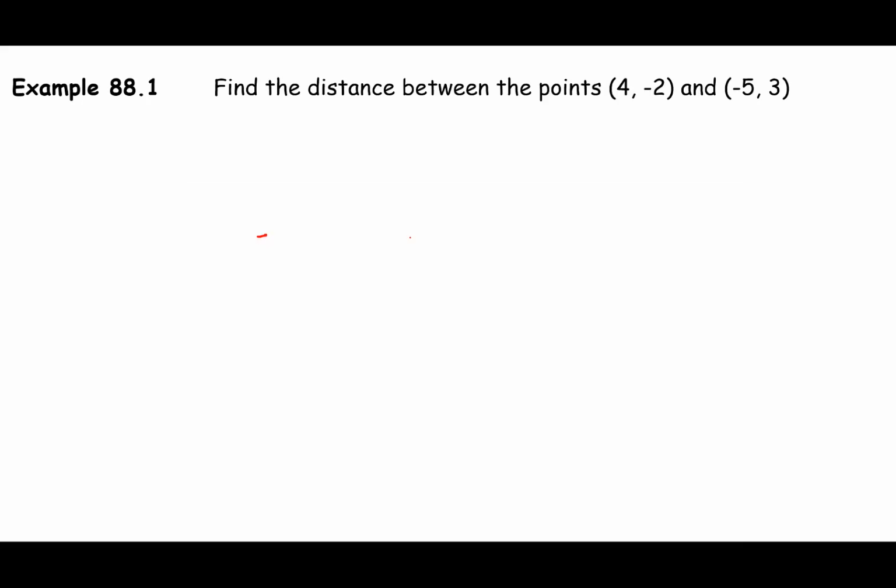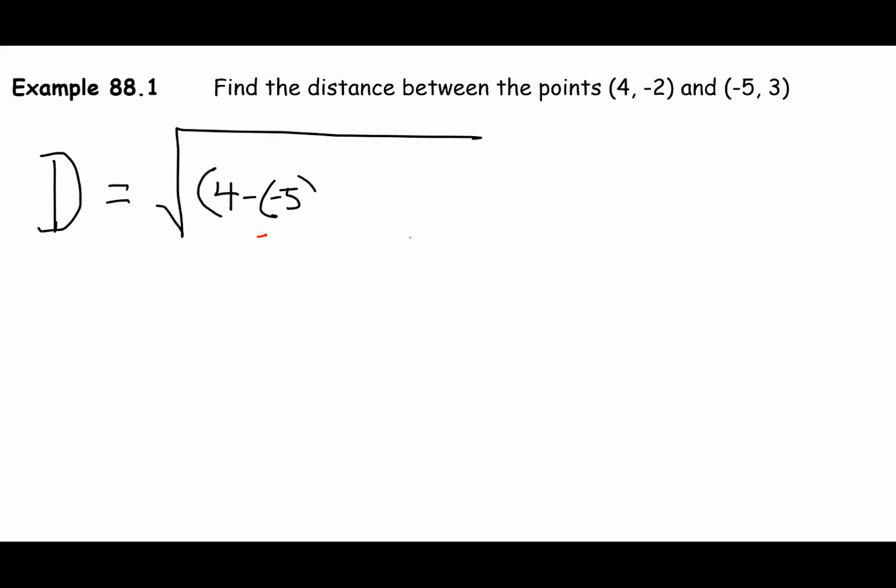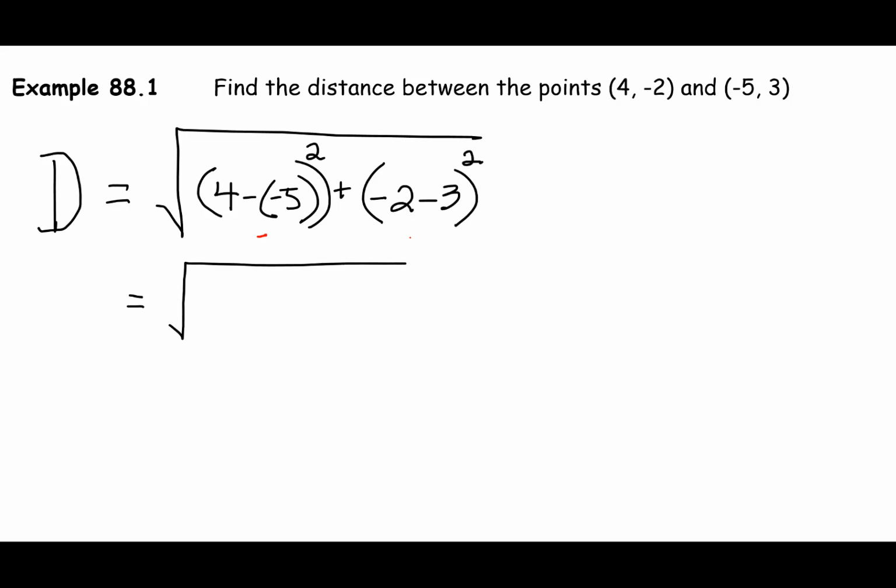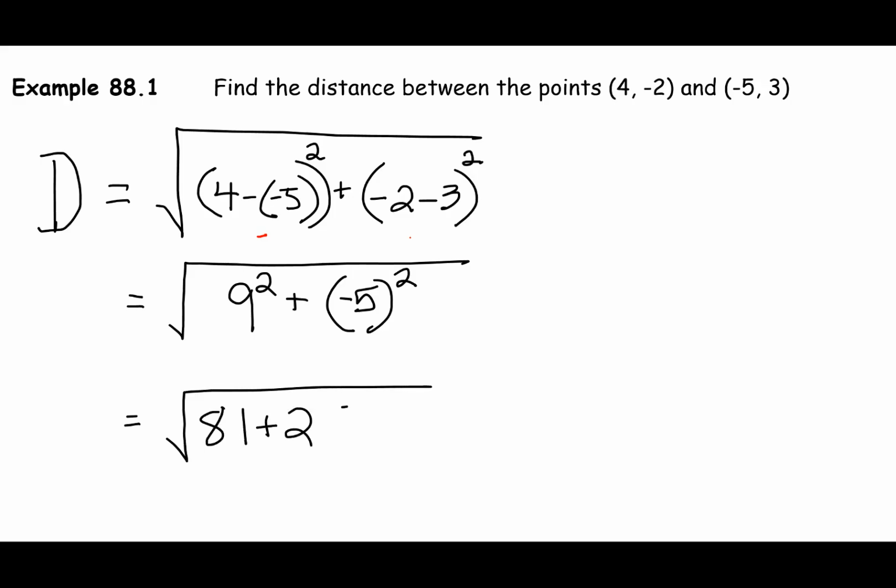between the 2 points. So if we have this problem where we want to find the distance between the points (4, -2) and (-5, 3), we would take the square root of the difference in the x-coordinates, so (4 minus -5) quantity squared, plus the difference in the y-coordinates quantity squared, so (-2 minus 3) quantity squared. And if we add all that up, we're going to have 9 squared plus 5 squared, and that's going to be 81 plus 25, square root of that, and that would be the square root of 106.